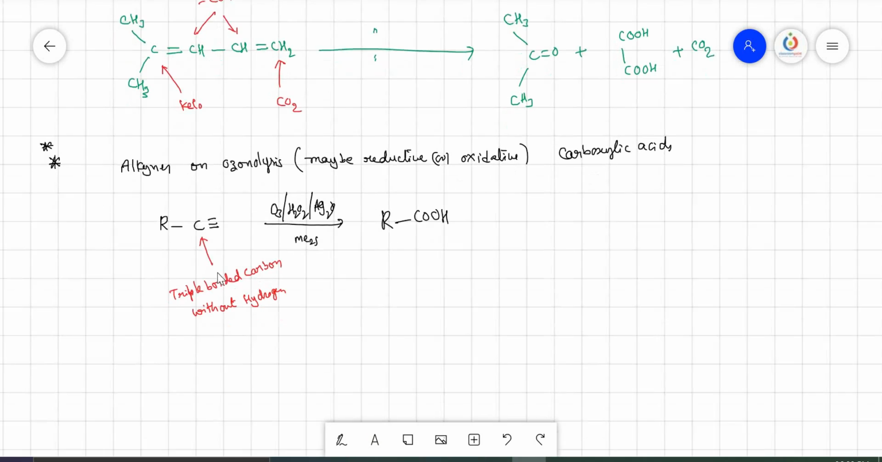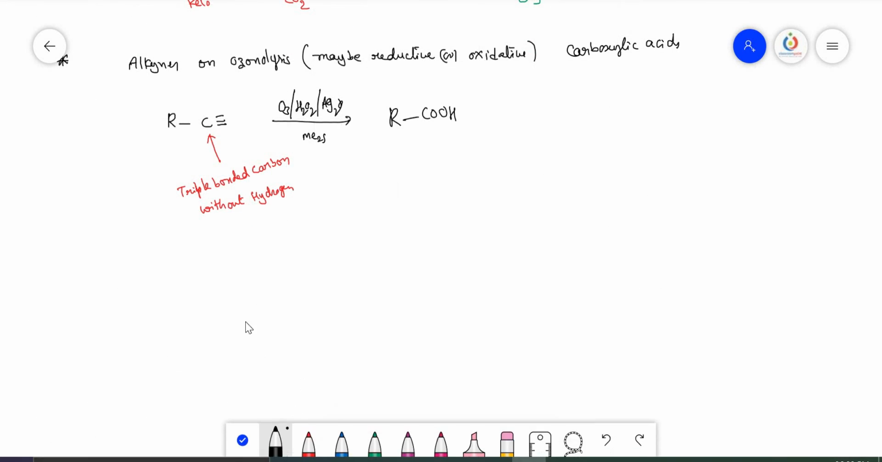And what happens if a triple bonded carbon has hydrogen? Means just like this. Use this one. So now I will write that this triple bonded carbon with hydrogen will be converted directly to carbon dioxide.